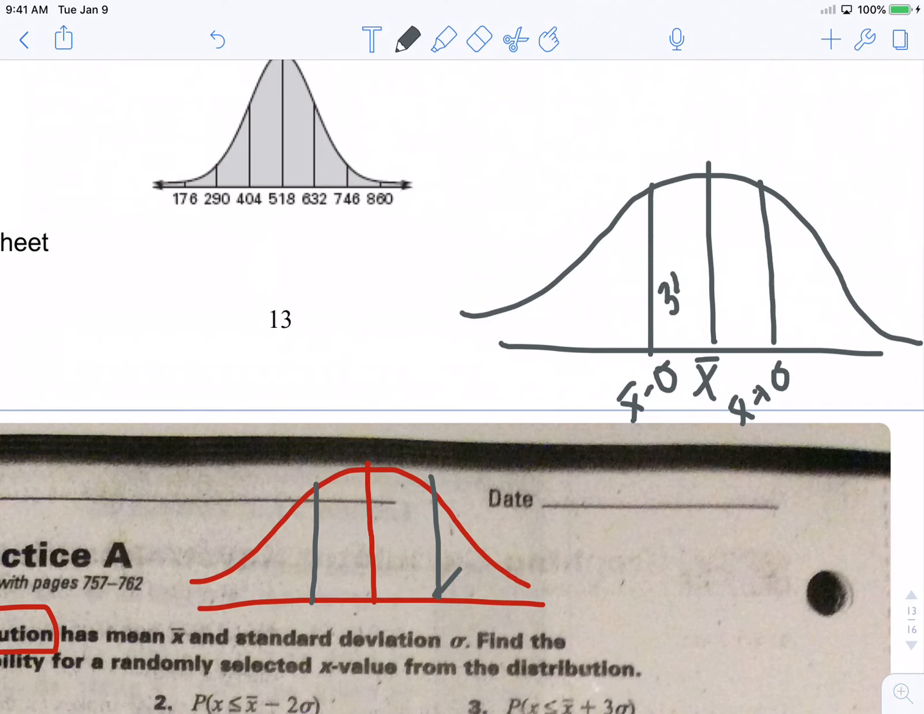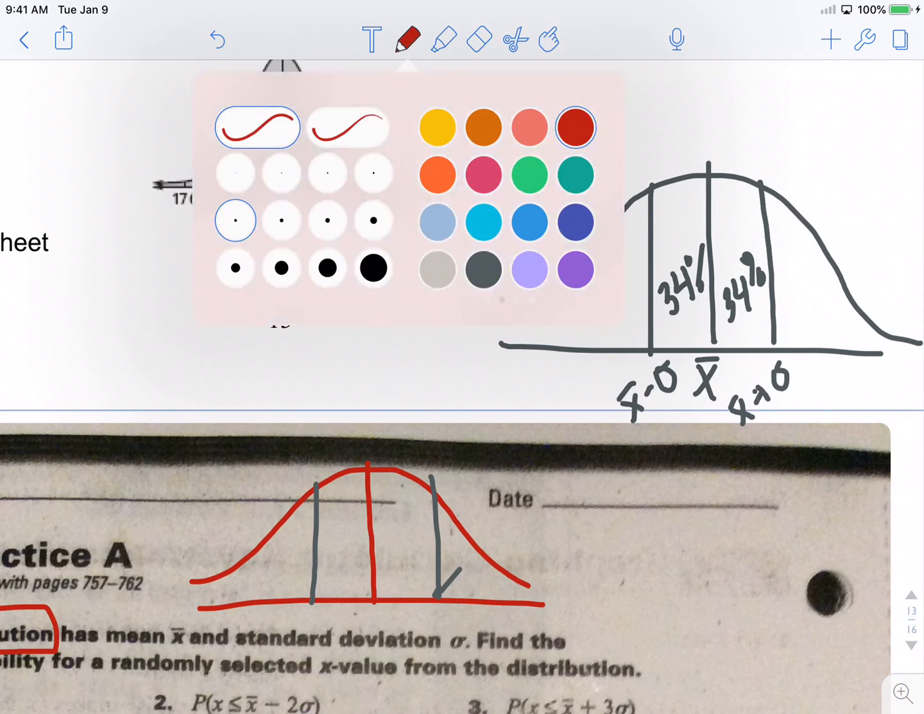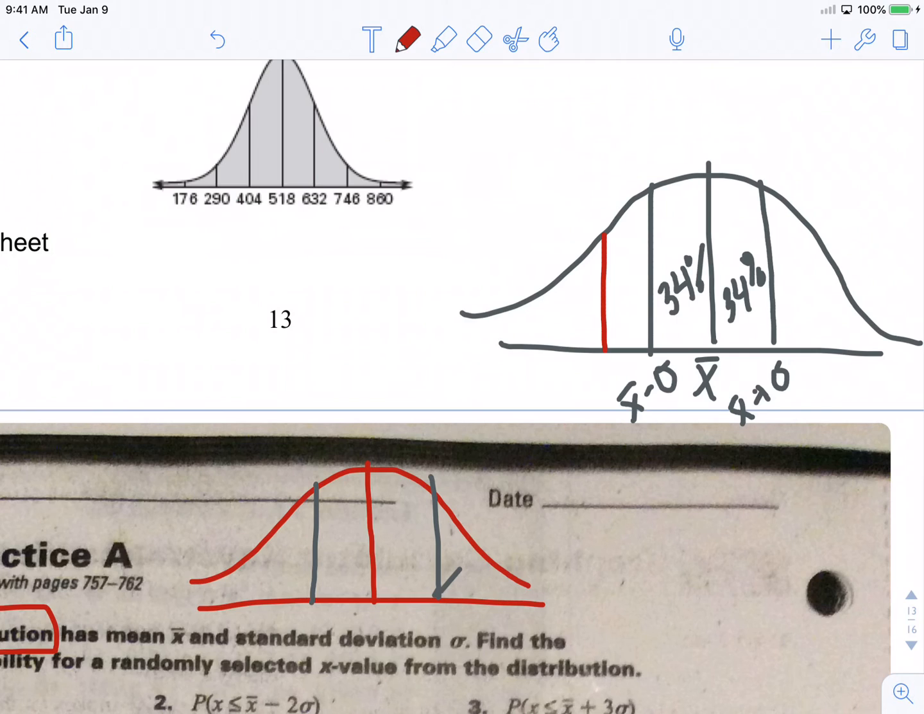And that would be 34% on each side. Okay, so now two standard deviations would say x, the mean minus the standard deviation, or the mean plus the standard deviation. That's 13.5%.